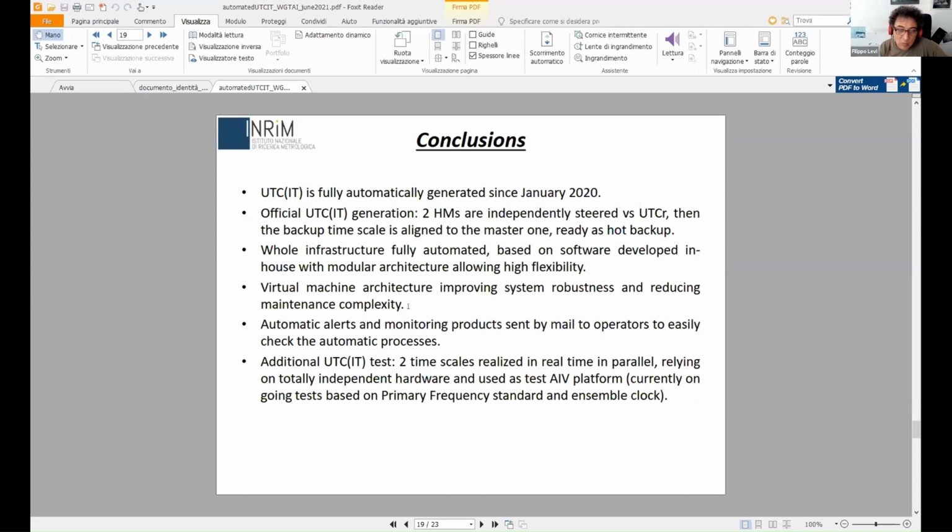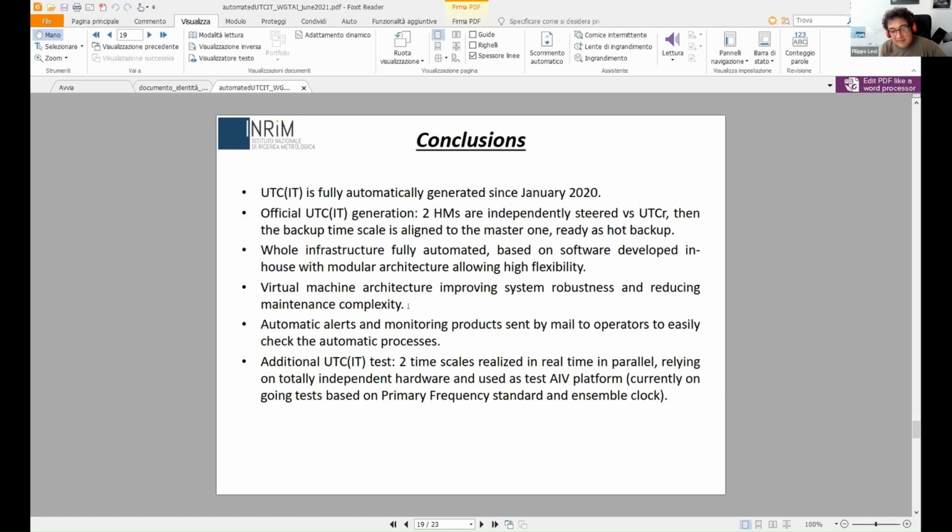Then we have developed dedicated software and hardware, a dedicated modular software, to have high flexibility. And then we have developed a virtual machine architecture from the hardware point of view to improve the robustness and reduce the maintenance complexity of the infrastructure.